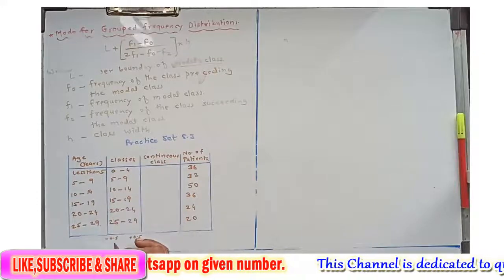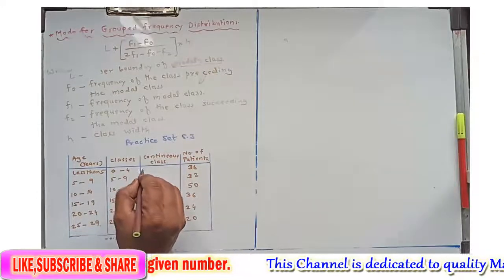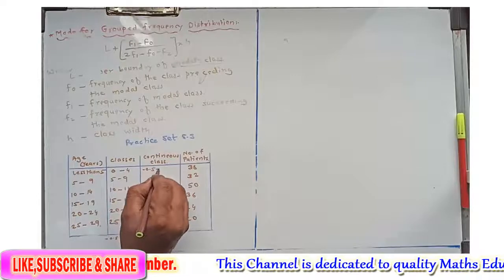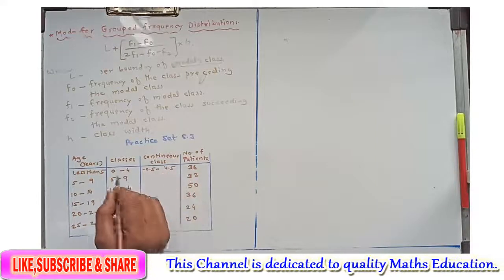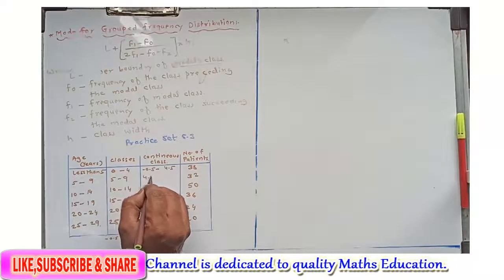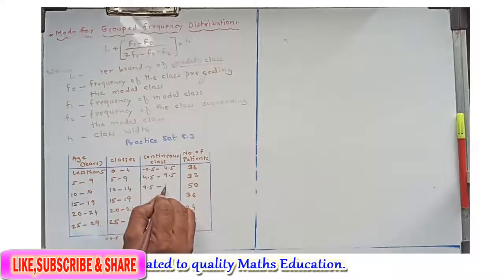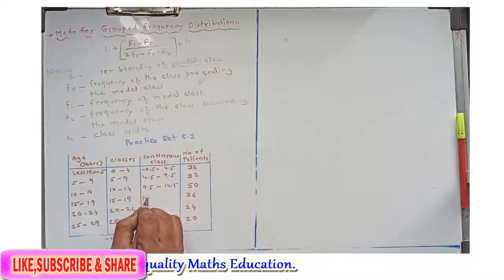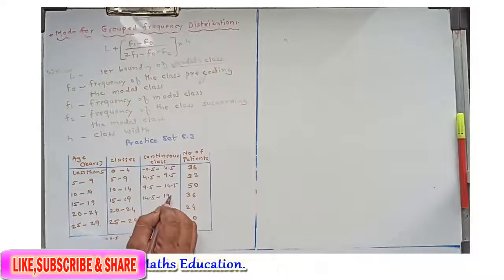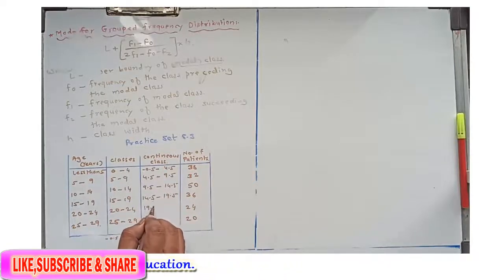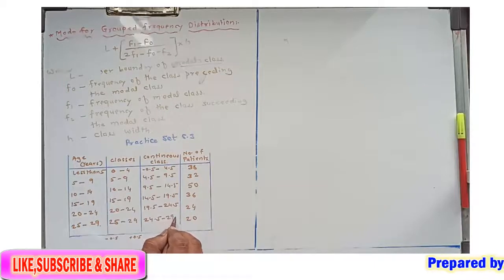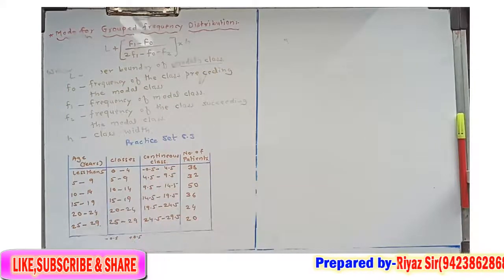So 0 minus 0.5, you will get minus 0.5 to 4.5. Here 5 minus 0.5 is 4.5 to 9.5. Here 9.5 to 14.5, 14.5 to 19.5, 19.5 to 24.5, and 24.5 to 29.5, like this. So these are the continuous classes.